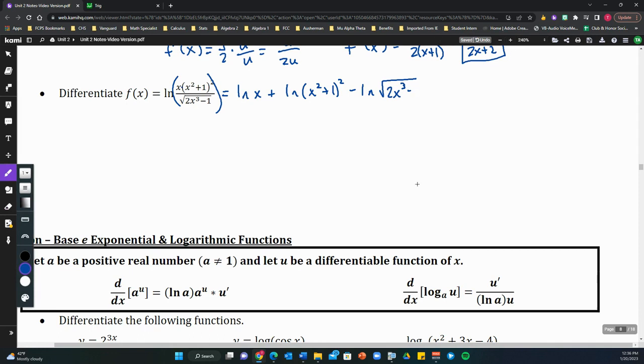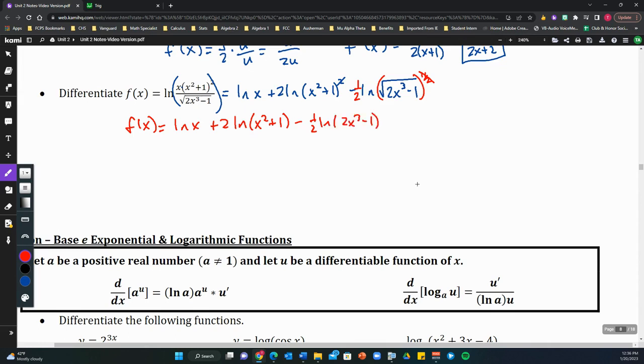And we can actually do a little bit more simplifying with this. The first guy is just natural log of x. There's no properties that apply there. The second one, the argument is raised to a power, so I'm going to move the 2 down in front. Whoops, forgot to put the 1 back. The third one has a radical, so I'm going to rewrite that as this quantity raised to the 1/2 power, and then I can move the 1/2 down in front. So what I really am taking the derivative of is natural log of x plus 2 natural log of x squared plus 1 minus 1/2 natural log of 2x cubed minus 1.